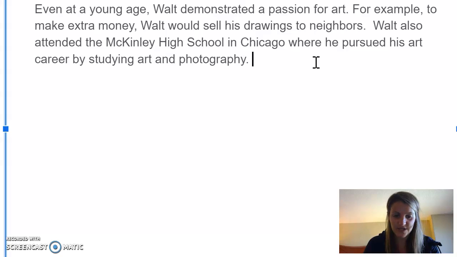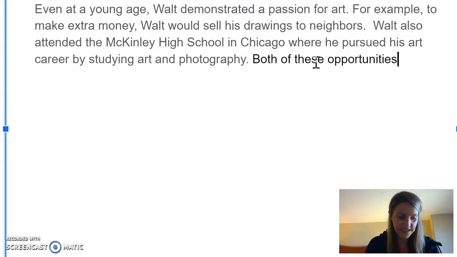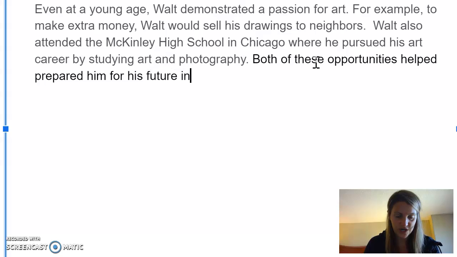The last thing that I'm going to add is one last piece of commentary. Why does this matter? How does this prepare him for the future, or help him to achieve the goals that he set for himself? And so I think that these art pieces really are going to be contributing to the animation piece of his legacy. So I want to say that. So I'm going to write some commentary right here, and I am going to say both of these opportunities helped prepare him for his future in animation. Okay. So now I have my paragraph.